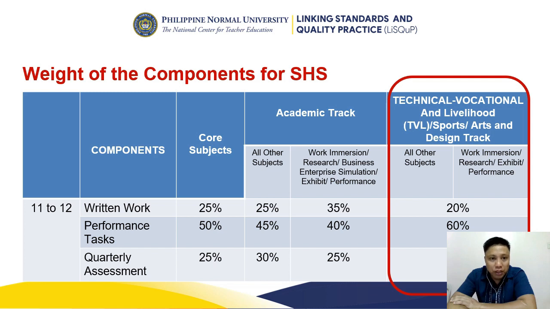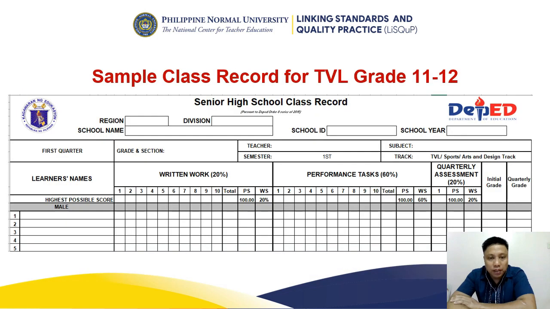Weight of the components for senior high school. For TVL, or Technical Vocational and Livelihood, we have 20 for written work, 60 for performance task, and 20 for quarterly assessment. This is an example of a TVL grade 11 to 12 class record.